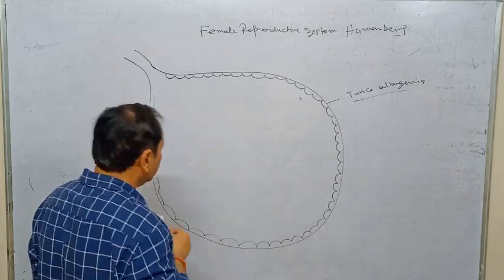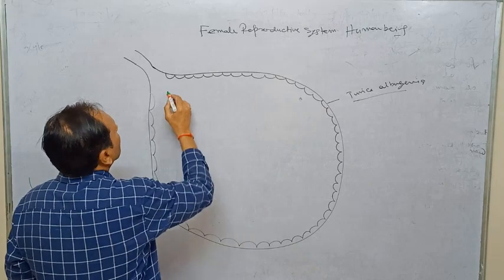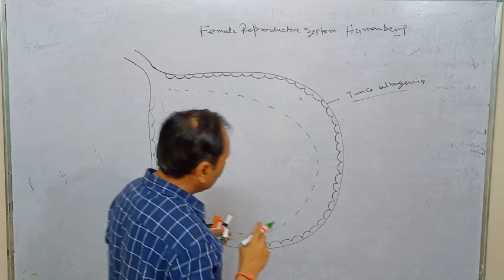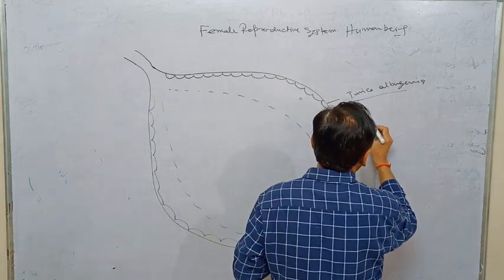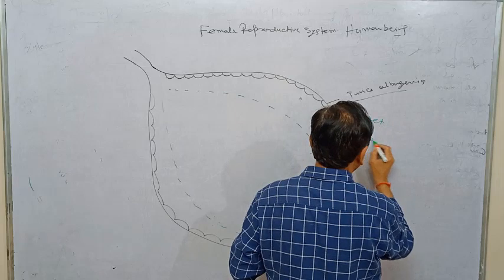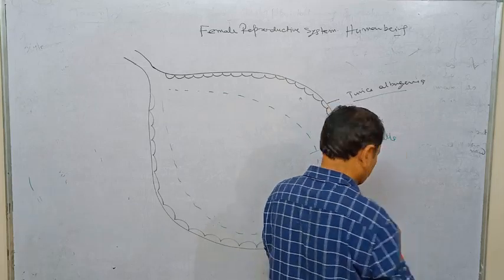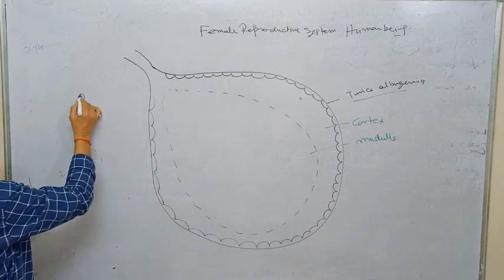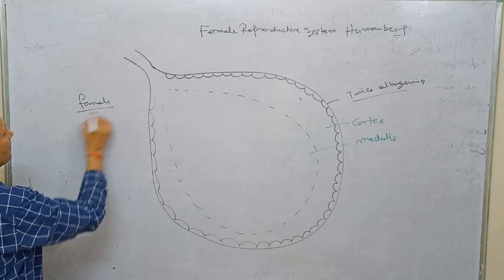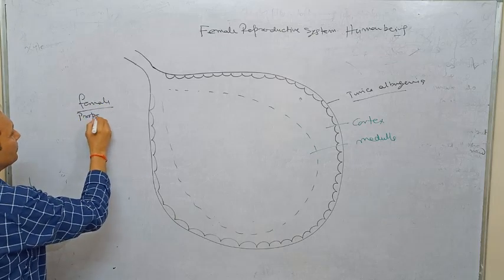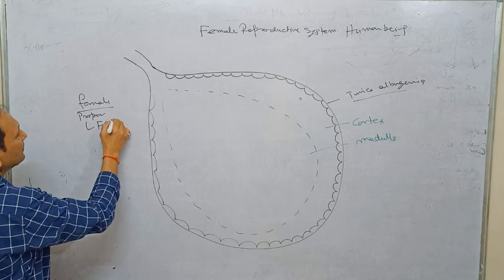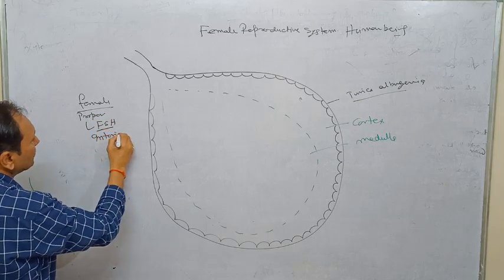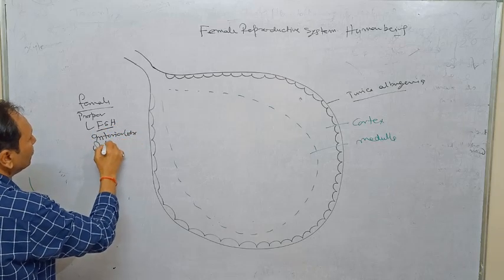We can divide this whole part into two parts. One is called the cortex and another is called the medulla. It has been observed that when a female comes to the proper age, FSH is secreted from the anterior lobe of the pituitary.